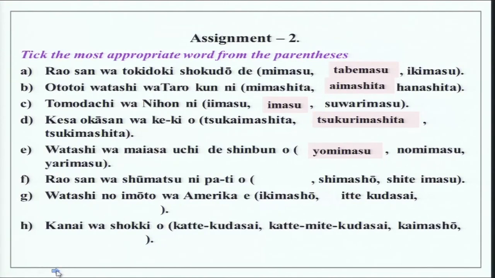Rao san wa shumatsu ni party o shitai, wants to do. Shimashou is let's do, and shite imasu is in present continuous form. Watashi no imoto wa amerika e itte imasu, is in America. Ikimashou is let's go, and itte kudasai is please go. Kanai wa shokki o kaimashita. So well, you can see these different forms of verbs, how they are used.